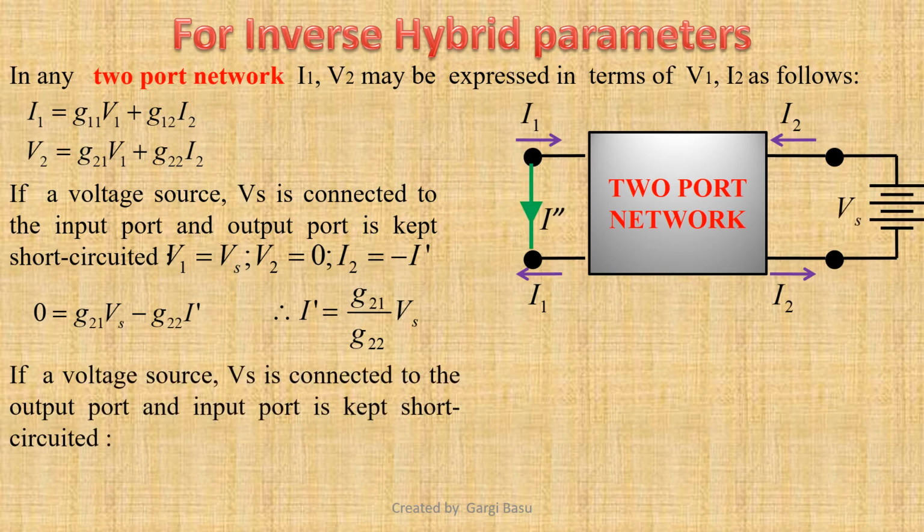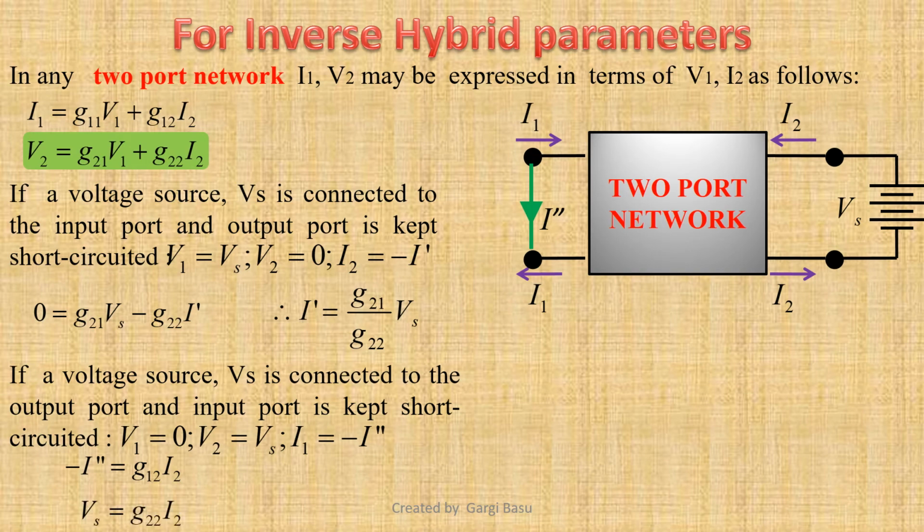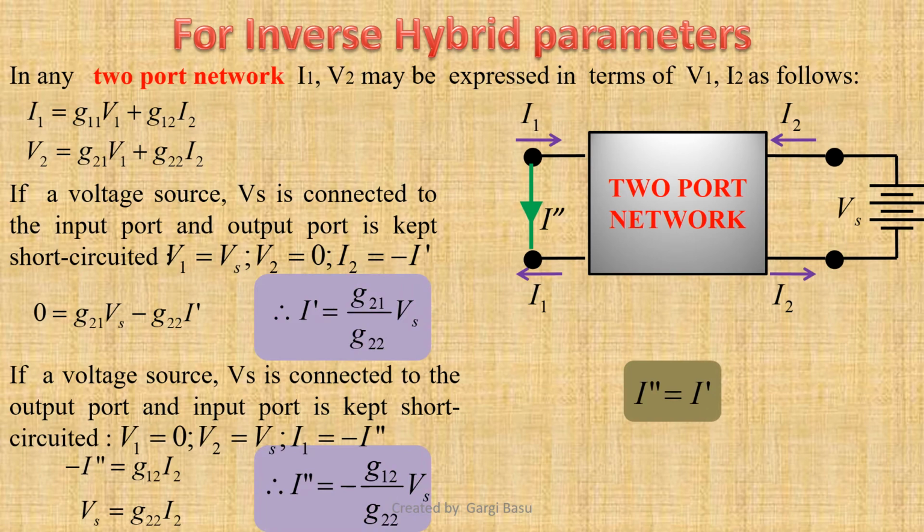Therefore, V1 equals 0, V2 equals Vs, I1 equals minus I double dash. From the first equation, we get minus I double dash equals G12 times I2. From the second equation, we get Vs equals G22 times I2. Therefore, I double dash equals minus G12 divided by G22 times Vs. For a reciprocal network, I double dash must be equal to I dash.